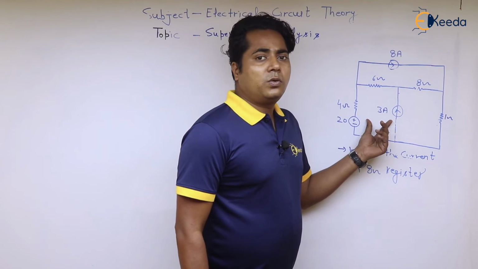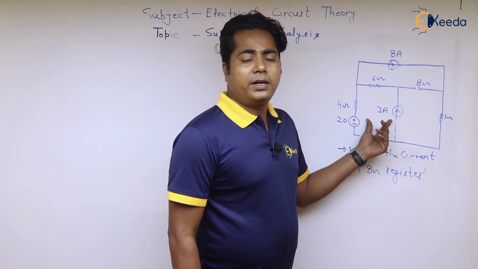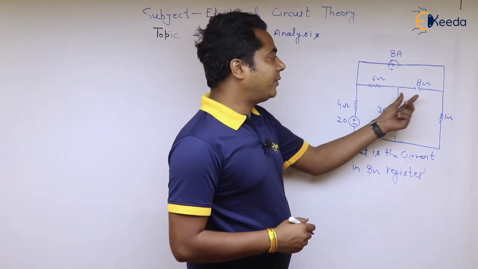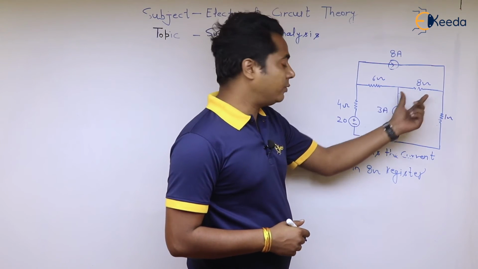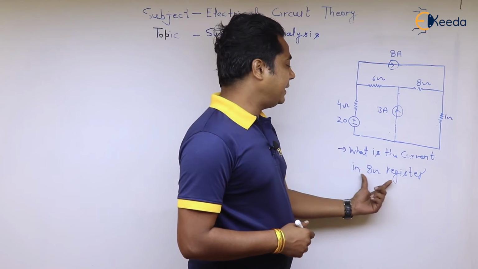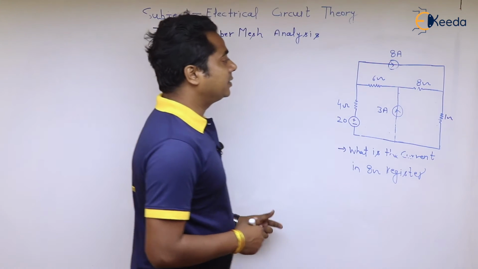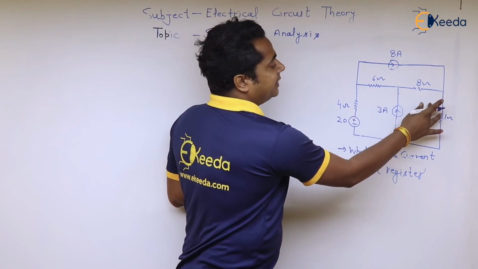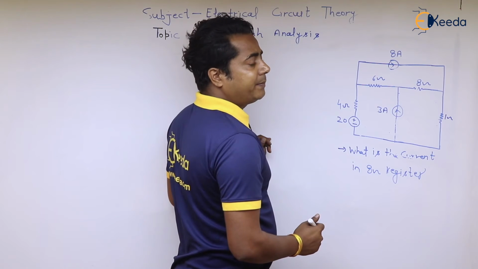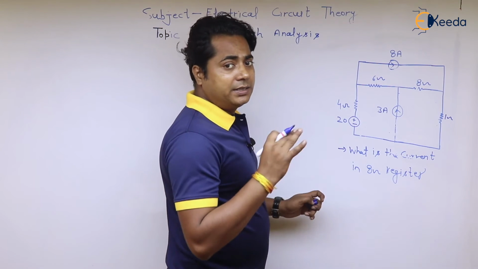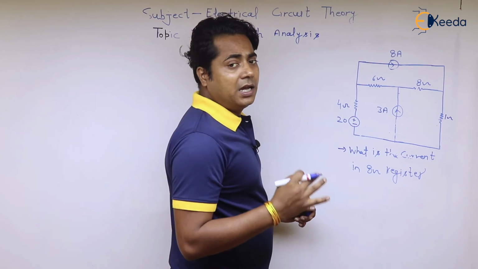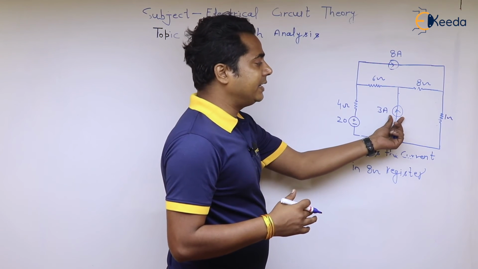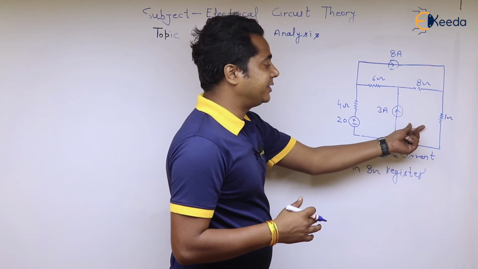Here is another question we are going to solve on super mesh analysis. In this question we have to find out the value of current in the 8 ohm resistor. What is the current in the 8 ohm resistor? See guys, we have 3 meshes present in this circuit. So we will be applying simply 3 KVL when it is simply mesh analysis. But here, if you see, the 3 ampere is coming in between this mesh and this mesh.